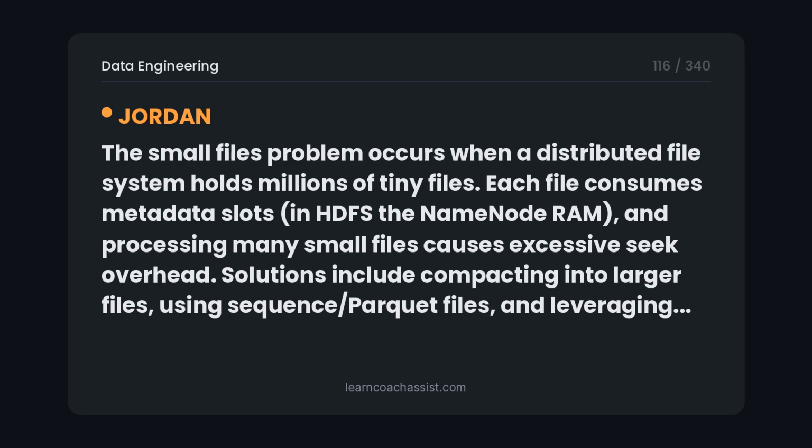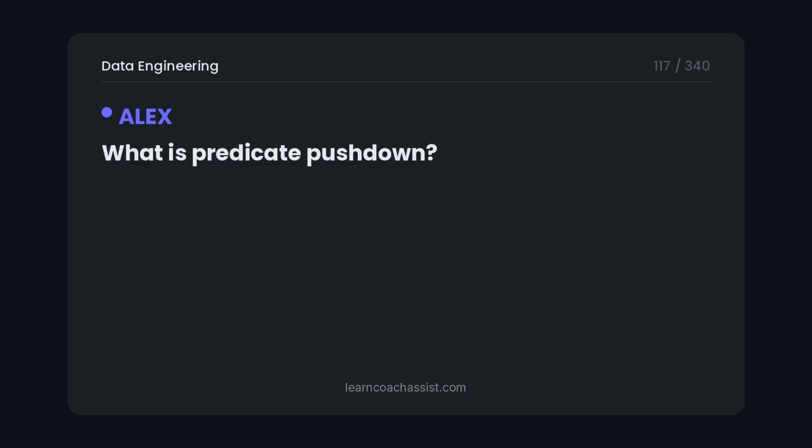Each file consumes metadata slots, in HDFS the name node RAM, and processing many small files causes excessive seek overhead. Solutions include compacting into larger files, using sequence/Parquet files, and leveraging columnar table formats like Iceberg or Delta that pack many records per file. What is predicate pushdown?